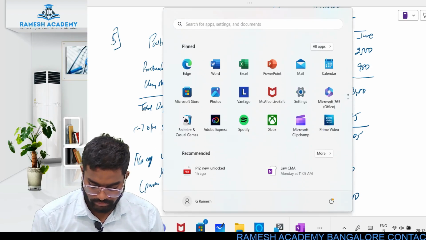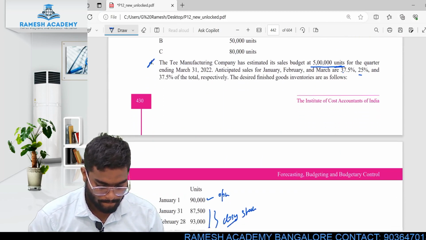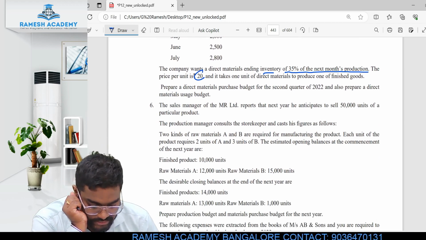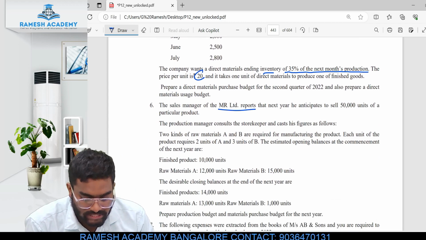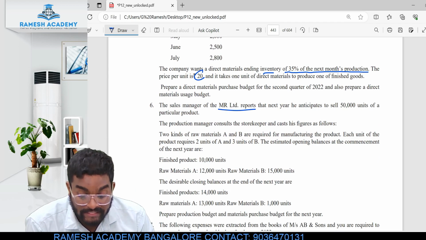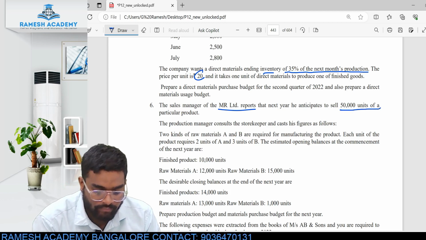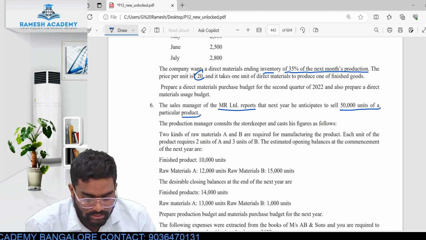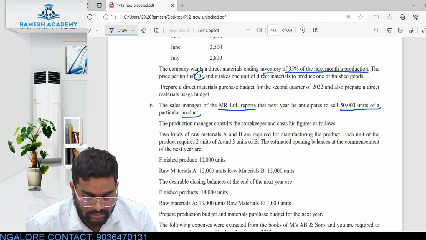Now we'll go to the next question. Sixth one. The sales manager of MR Limited reports that next year he anticipates to sell 50,000 units of a particular product. So he's telling that he'll be selling 50,000 units. Okay, boss, done. So the production manager consults the storekeeper and casts his figures as follows.